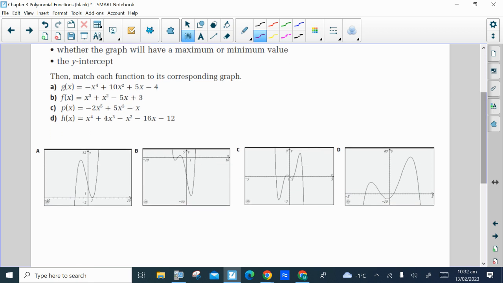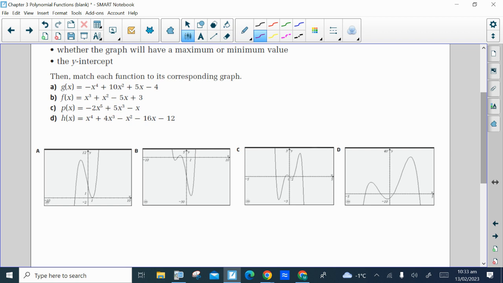So looking at that first function, negative x to the 4th is the initial term. It's written in the proper order, highest power to lowest. The degree of that is 4, which is an even number. So we're going to compare it to a quadratic. The initial term coefficient is negative, which means it looks like a quadratic with a negative initial term coefficient. It's going to open down, so it's going to fall to the left and fall to the right. So we can eliminate graph A, graph B, and graph C. The only one it could be is graph D. That's the only one that falls to the left and falls to the right.